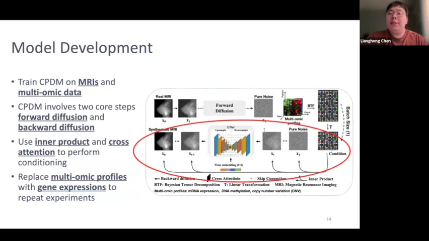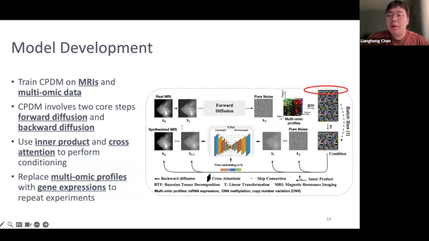The backward process is the inversion of the forward diffusion process. Based on the noise adding process learned from the forward diffusion, the backward diffusion step uses a U-Net model to denoise the pure noise image to gradually construct the MRI according to the patient's multi-omic data. As we mentioned in the previous section, each row of the decomposed data is the multi-omic data for each patient.